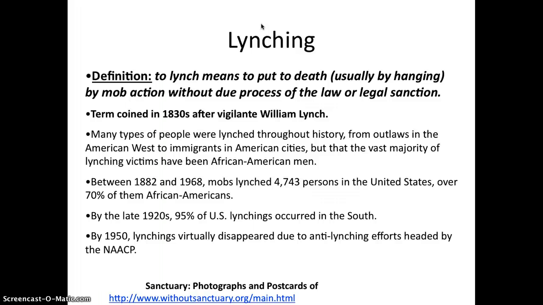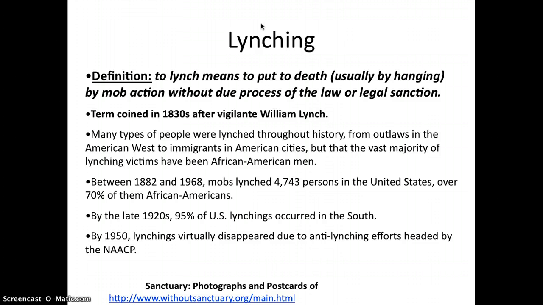Lynching became very popular during this time period as well. Take note of the definition now. Lynching: to lynch means to put to death, usually by hanging, by mob action, without due process of law or legal sanction. This term was coined in the 1830s after William Lynch, a young boy, was brutally attacked and killed. He was hung for no apparent reason.